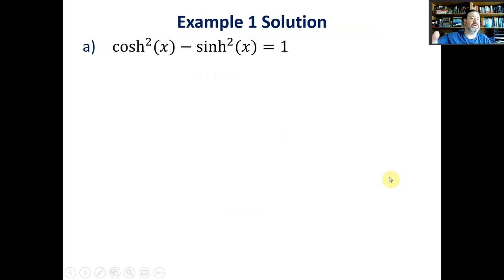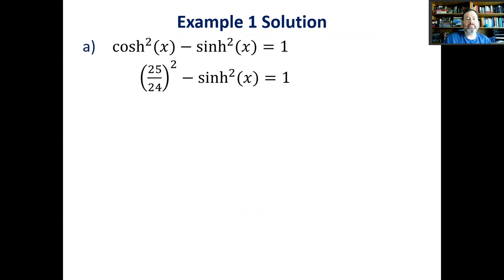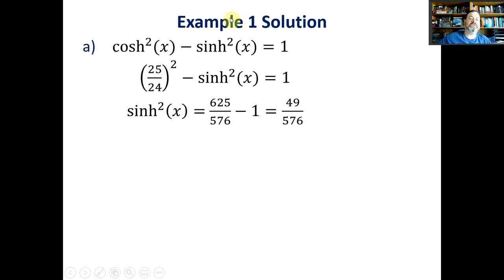And this is the way you should do it on the homework too. You have stuff like this on the homework. This is the way you should do it. So there's our fundamental identity. Plug in what we know. We know cosh squared. So we know cosh is 25/24. So we square it. So this squared is 625 over 576. So this, all I did is swap sides and subtract. So sinh squared is 49 over 576.